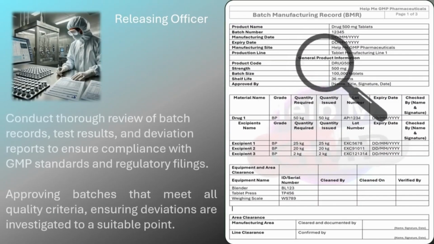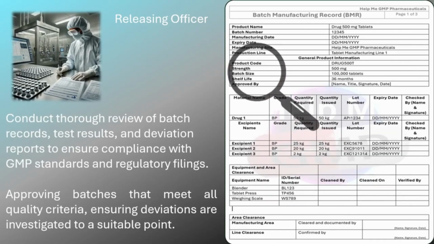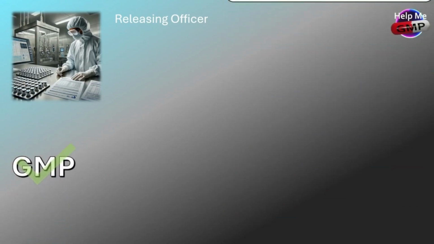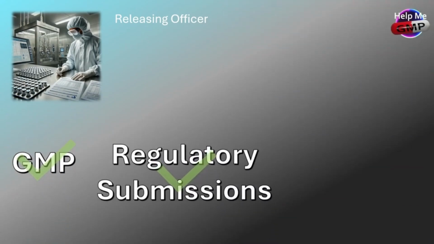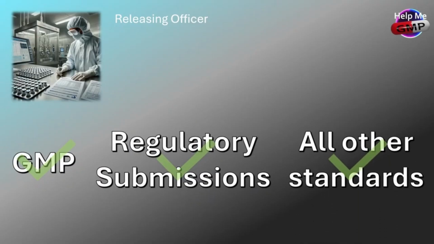They are required to conduct thorough reviews of batch records, test results, and deviation reports to ensure compliance with GMP standards. Approving batches that meet all quality criteria, ensuring deviations are resolved. They ensure all processes comply with GMP, regulatory submissions, and all other relevant standards. They must also maintain accurate records of all released batches for traceability.